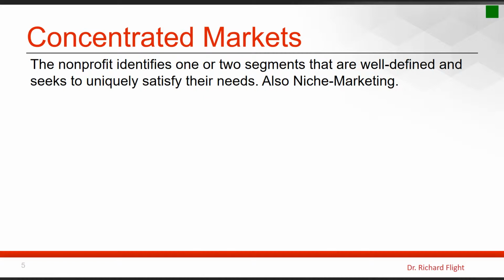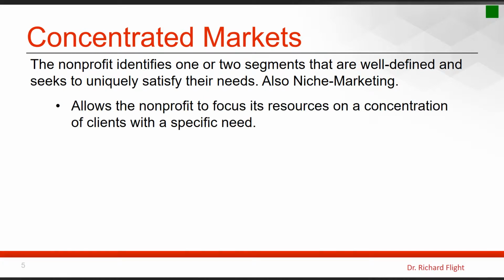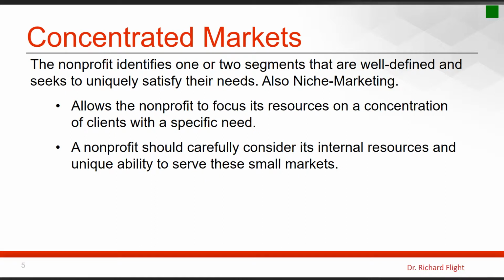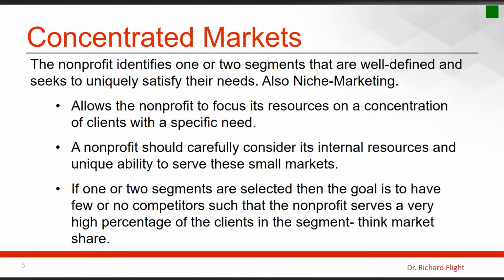The third category, again moving from broad to narrow, is called concentrated. We might also think of this as niche marketing, where we focus on 1 or 2 market segments that are very well defined, as opposed to several like we would have in the differentiated market concept. This allows nonprofits to focus their resources on a concentration of clients that have some specific needs. The nonprofit organization needs to be very careful that we have the resources that are unique enough to satisfy those unique markets, those small market elements.